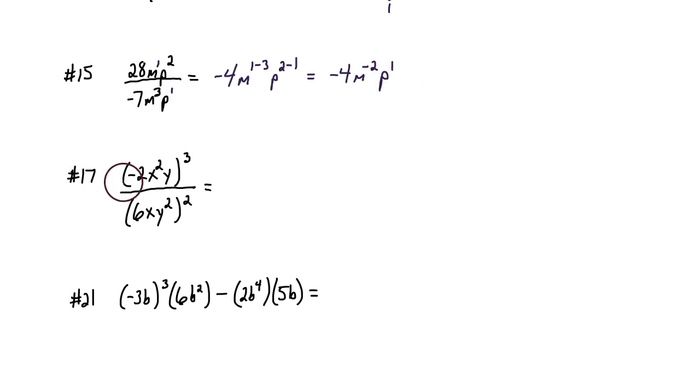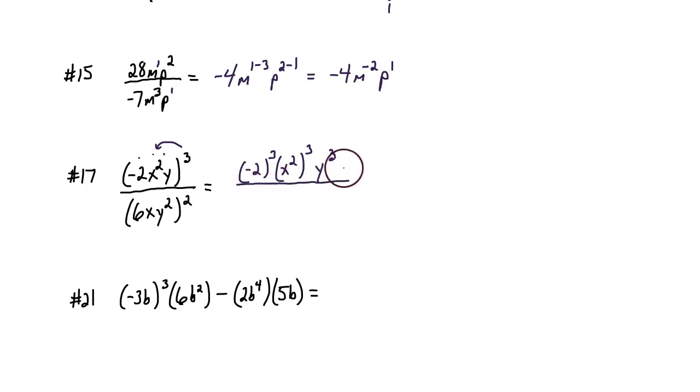Next, number 17. We have a combination of the skills on page 123. We have the division, but we also have a product raised to a power. According to the order of operations, exponents come before division. That's the PEMDAS rules. So we want to raise each of the factors to that power. Negative 2 to the third power makes negative 2 to the third. X squared raised to the third power makes x squared to the third power. Y raised to the third power makes y to the third power.